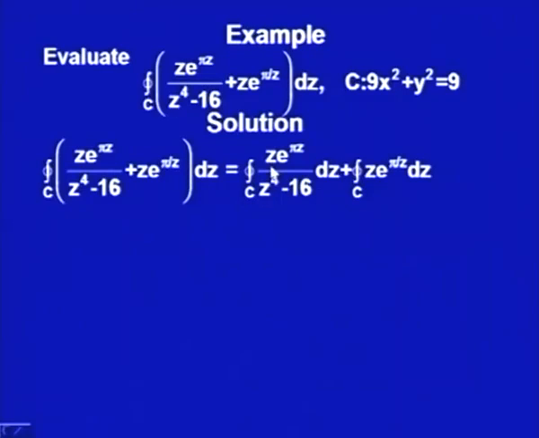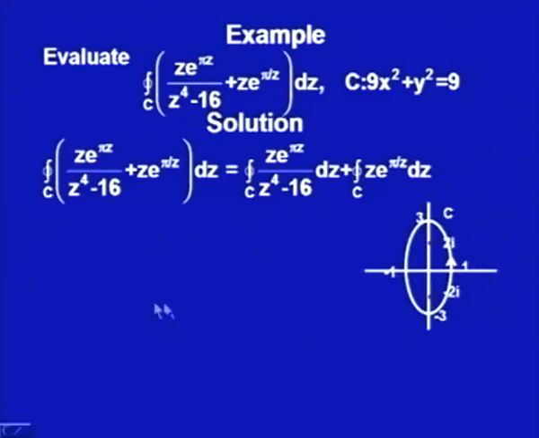I am writing this as two integrals. One is the integral of the function z times e to the power pi z upon z to the power 4 minus 16, and another is the integral of the function z times e to the power pi by z on the contour C. Let us see these functions one by one. The contour is my ellipse 9x square plus y square is equal to 9. So, x would vary from minus 1 to plus 1 and y would vary from minus 3i to plus 3i, you could see.